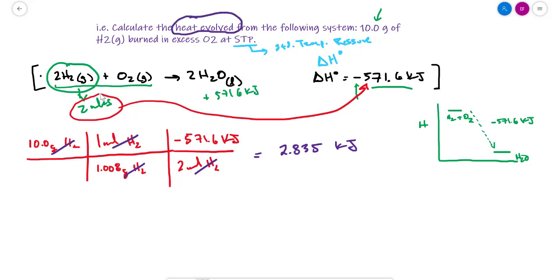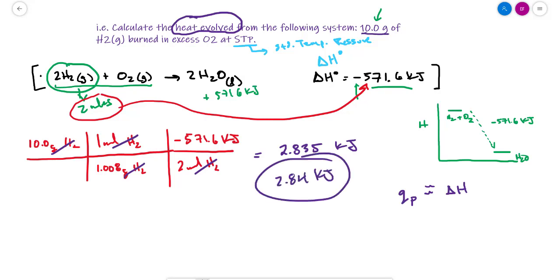Heat and enthalpy in this case are the same because there's no PV work, and that's going to be the case for all the examples we do. We're going to say that Q under constant pressure is the same as whatever the enthalpy change is here. So we just computed this enthalpy change. Let's check our number of sig figs here. Do we have the right number of sig figs? We had 3 here, so that's going to be our constraint, is 3. So this actually becomes 2.84 kilojoules of heat for the 10 grams that we started with.